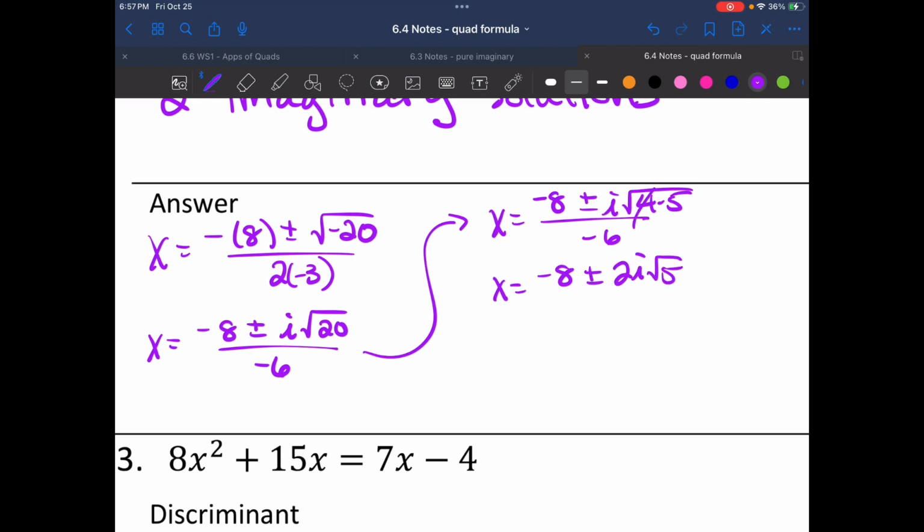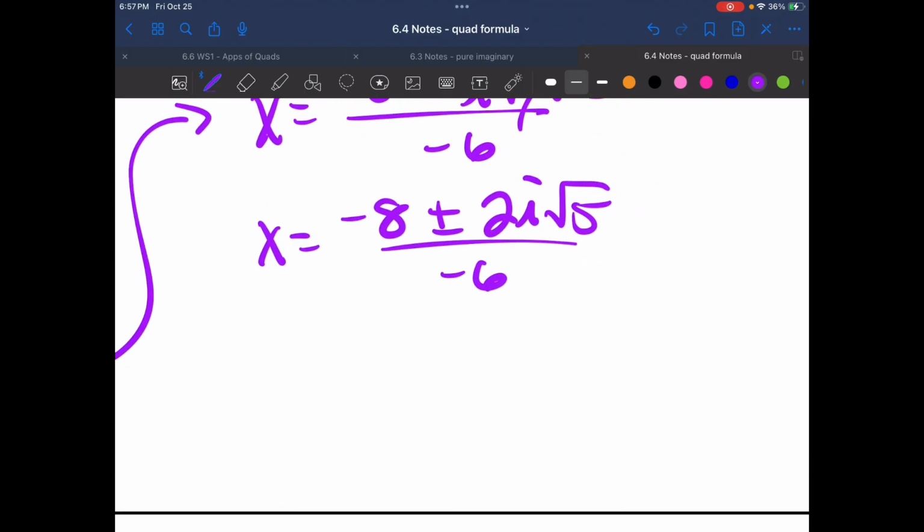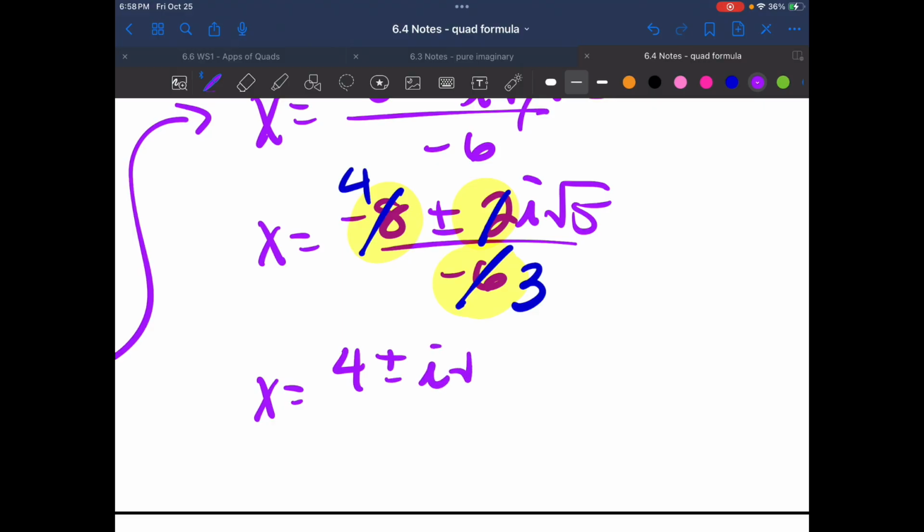For the square root of 4, and I, radical 5, all over negative 6. Now, the negative 6, the first thing that tells me is if that denominator is negative, whatever I factor out has to be negative. In this case, it's going to be a negative 2. So negative 2 goes into negative 6 3 times, into itself once. Remember that negative sign does not change these. And then negative 2 goes into negative 8 positive 4 times. So x equals 4 plus or minus I radical 5 all over 3.